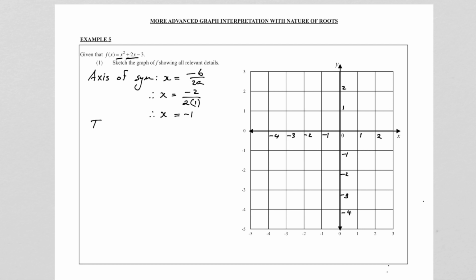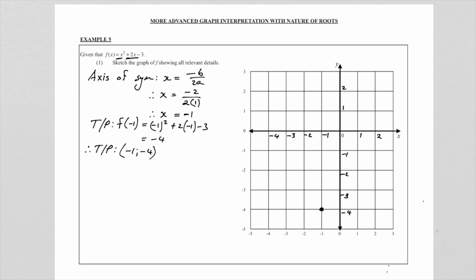To find the turning point, we're going to substitute this x equal to minus 1 back into f(x). So we're going to find f of minus 1, and that will give us minus 1 squared plus 2 times minus 1 minus 3. And you agree that this will give us negative 1 squared is 1. If I multiply, I get minus 2 minus 3. So we have positive 1 minus 2 minus 3, which will give us minus 4. So that means that our turning point is (minus 1, minus 4). So if you look at our grid here, it means our turning point will be right here where x is at minus 1 and y is at minus 4.